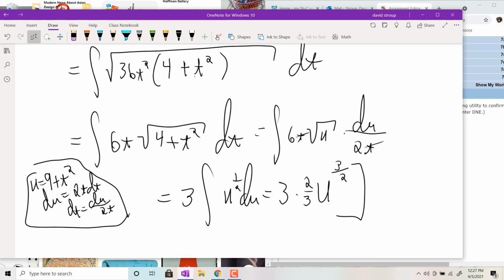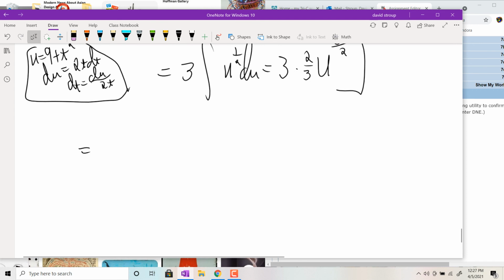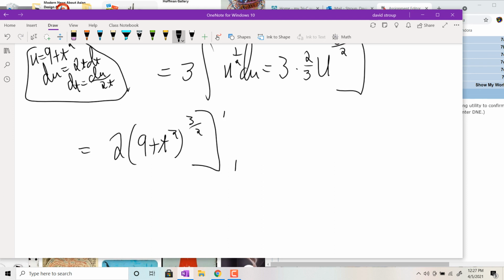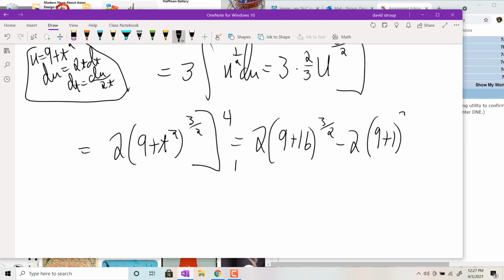And we have to evaluate eventually. So this will be 2 times, back sub, 4 plus t squared to the 3/2, and then we could evaluate from 1 to 4. So this will be 2 times 4 plus 16 to the 3/2 minus 2 times 4 plus 1 to the 3/2. And there's not going to be a nice ending to this story. So just go to your calculator and get 156.52 as the answer.